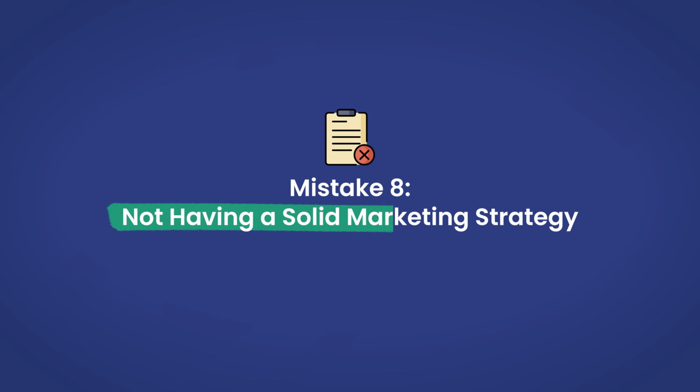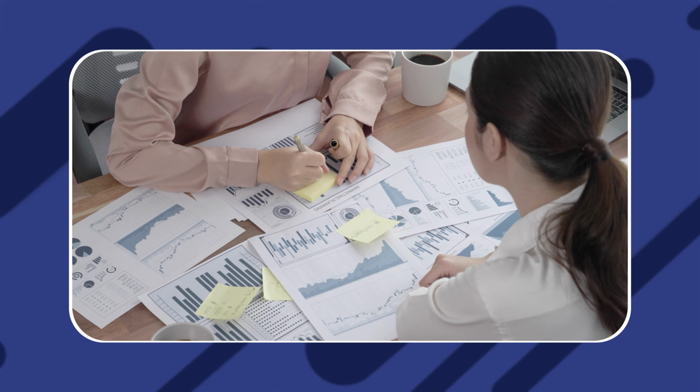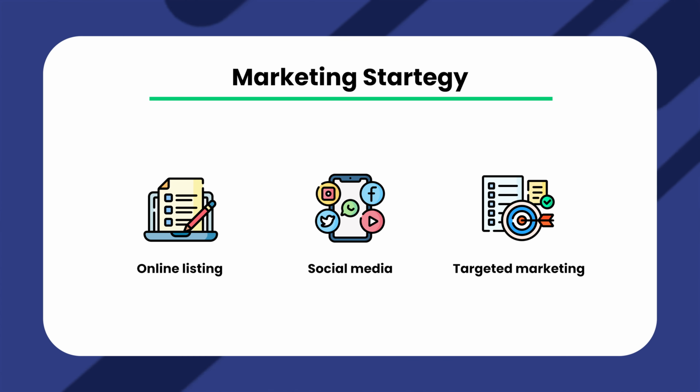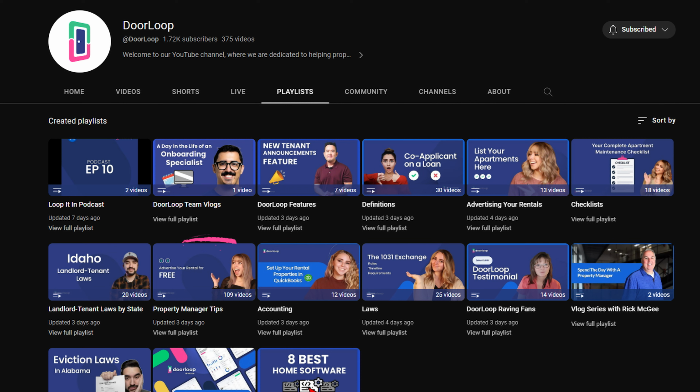Mistake number 8 is not having a solid marketing strategy. Marketing your property is crucial to attracting good tenants. Make sure you have a solid marketing strategy that includes online listings, social media, and other targeted marketing efforts. If you want to learn more about this, we do have a ton of advertising videos on this channel to help guide you through this process. You can go to our playlist called Property Management Tips and find a ton of stuff there.